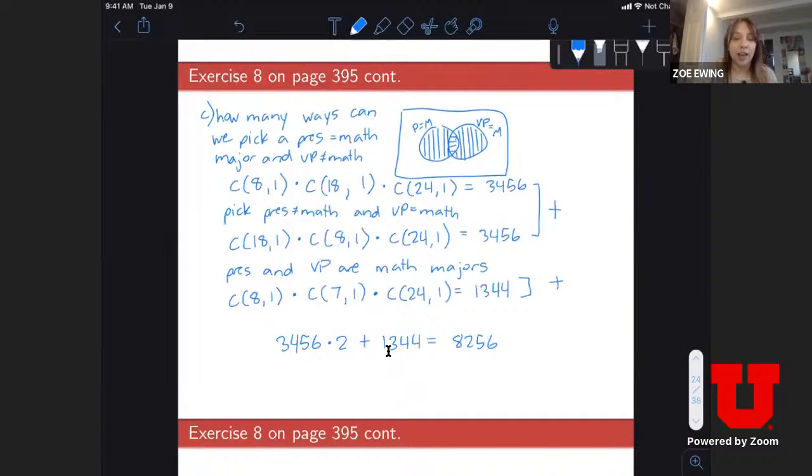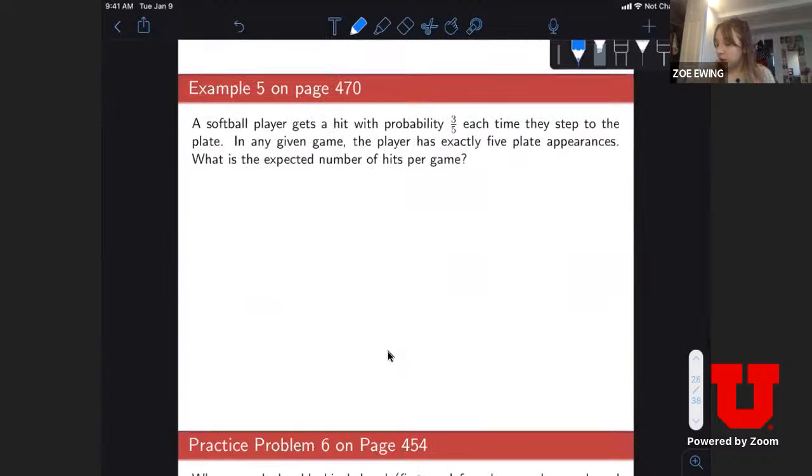Okay, any questions on that one? All right, let's move on. So this time we have a softball player who gets a hit with probability 3/5 each time they step to the plate. In any given game, the player has exactly 5 plate appearances. What is the expected number of hits per game?